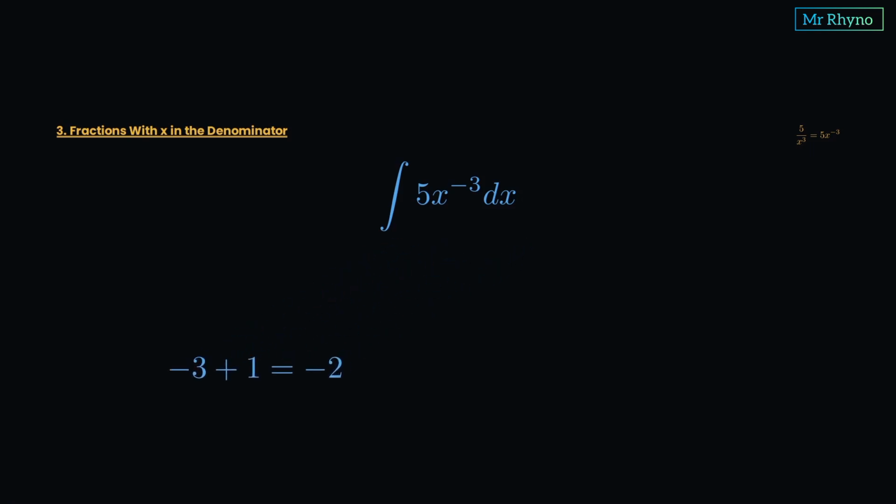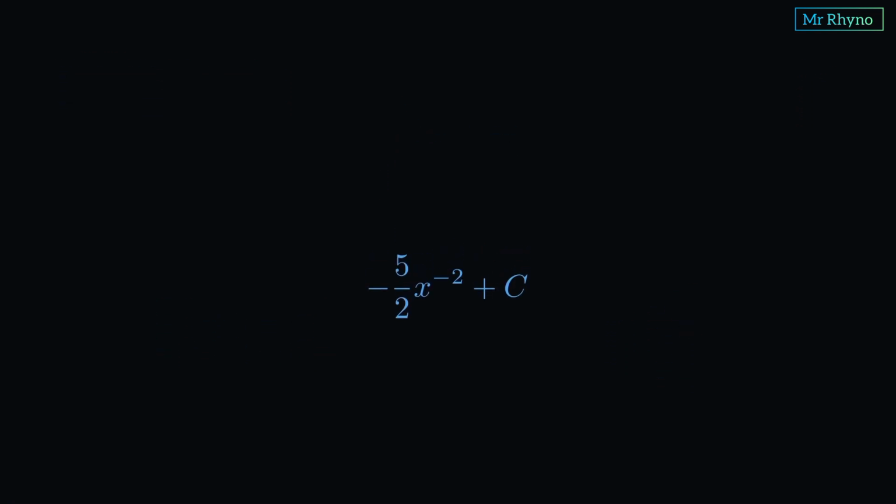Add 1 to the exponent. Negative 3 plus 1 equals negative 2. Then divide by negative 2. 5 times x to the negative 2 over negative 2. Therefore, negative 5/2 x to the negative 2 plus c. And if we want positive powers in the denominator, negative 5 over 2x squared plus c.